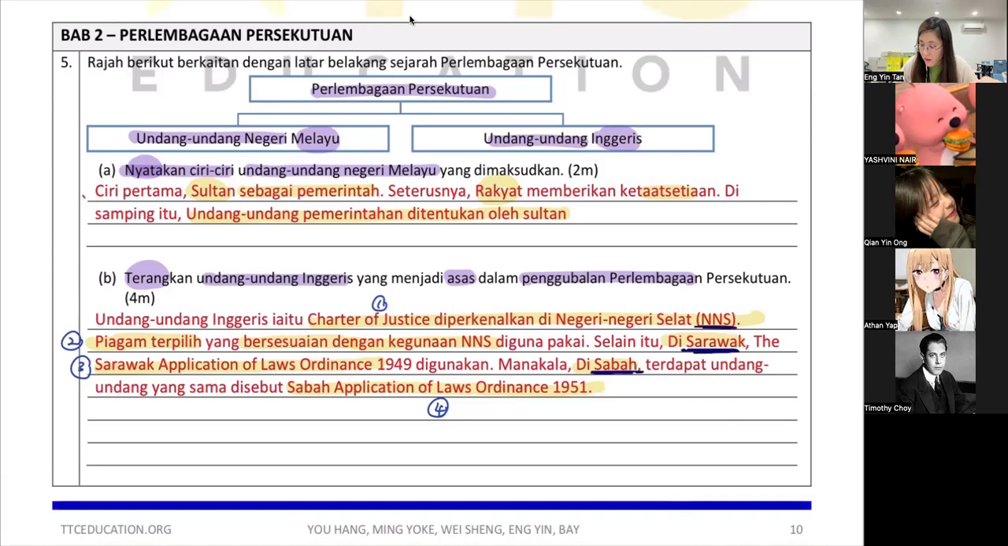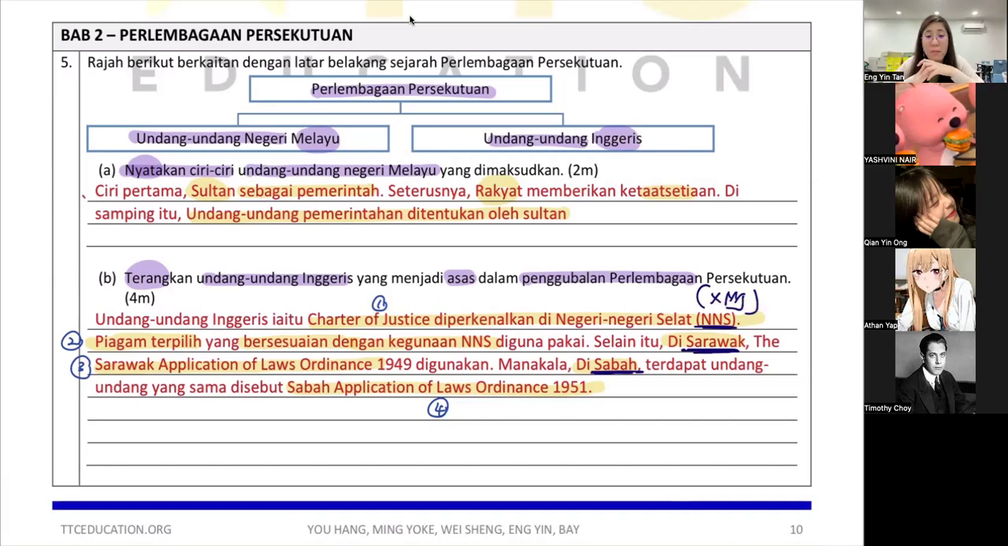Did you realize? The reason why all these states have English law is because they don't have a king. I told you just now, the laws of the Malay states: where there are Malay rulers, there is a king, so the law is determined by the sultan. But in these few states, they don't have a king. That's why they introduced English law.